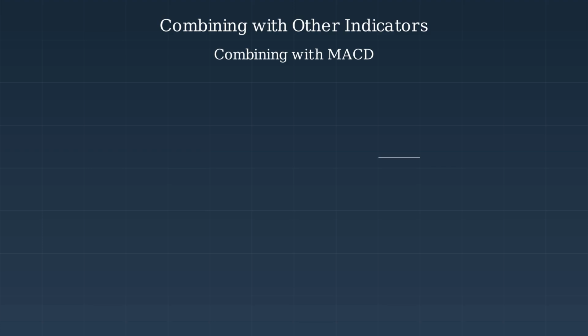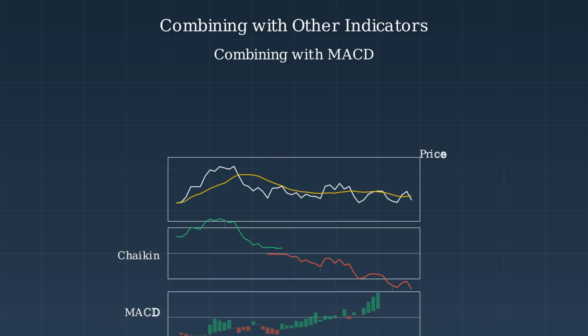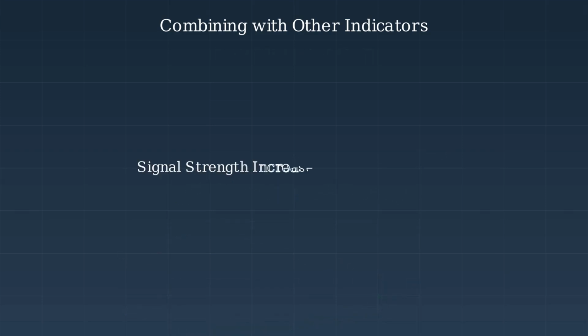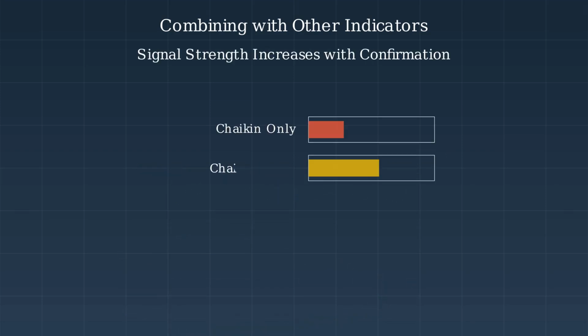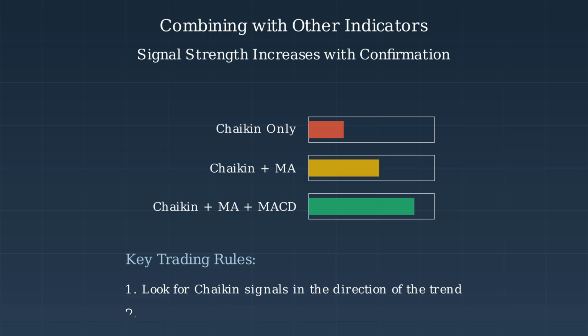Another powerful combination is using the Chaikin oscillator with the MACD indicator. When both indicators generate signals simultaneously, the trading opportunity becomes much stronger. The strength of a trading signal increases with each additional confirmation. A single indicator may give a weak signal, but multiple aligned indicators create a much stronger case for entering a trade. Here are some key rules for combining the Chaikin oscillator with other indicators.